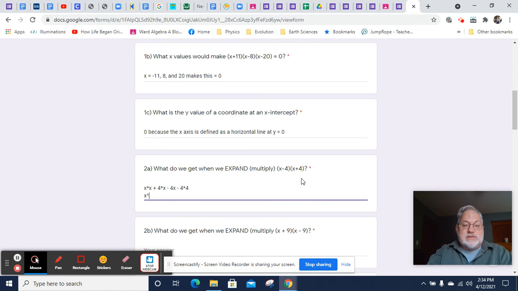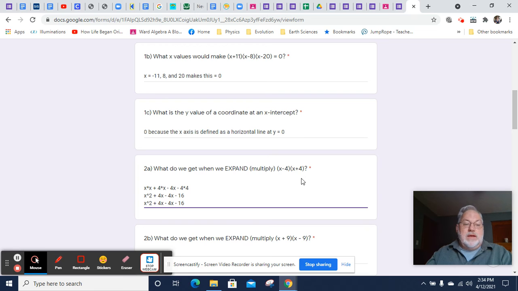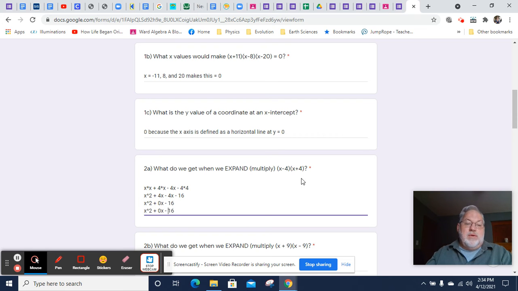X times x is x squared. 4 times x is 4x. Negative 4 times x is negative 4x. And negative 4 times 4 is negative 16. And then we put that together, and we can combine like terms. Well, 4x and negative 4x is a whole lot of 0x. We don't need to type the 0x. It's useful to know that it's there, but we don't need to write it in. So we end up with simply x squared minus 16.